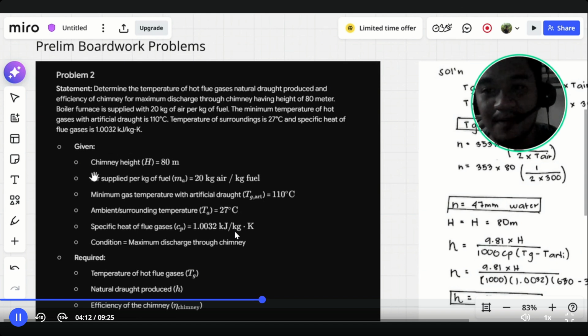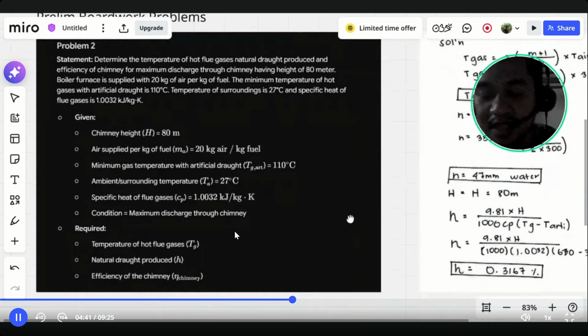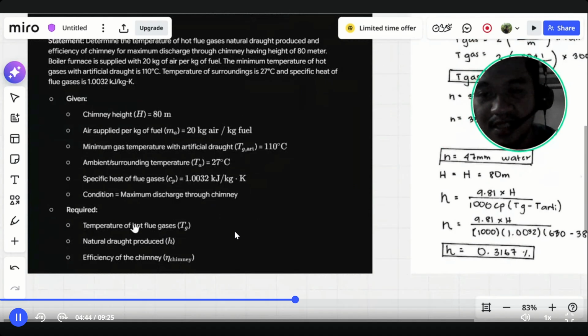kilogram Kelvin. So we have chimney height, which is 80, and air supplied per kilogram of fuel, MA, so we have 20 kilograms air per kilogram fuel. We have minimum gas temperature with artificial draught, which is 110 Celsius, ambient or surrounding temperature of 27 Celsius, and specific heat of flue gases, CP, of 1.0032. For the condition, we have maximum discharge through the chimney. The required is the temperature of hot flue gases, natural draught produced, and the efficiency of the chimney.